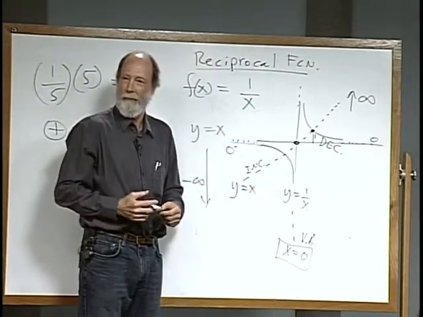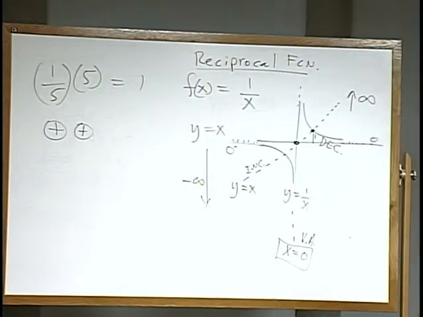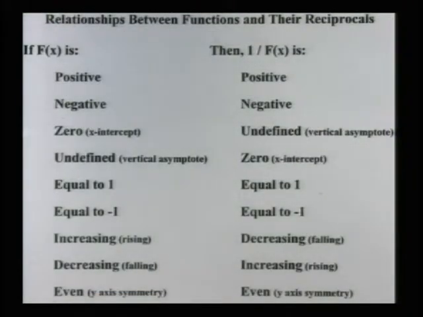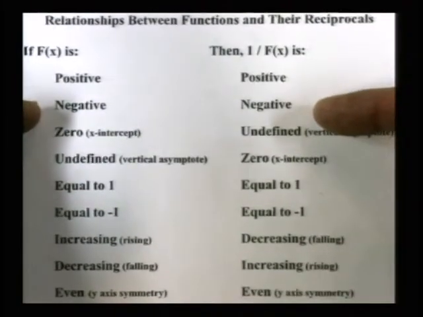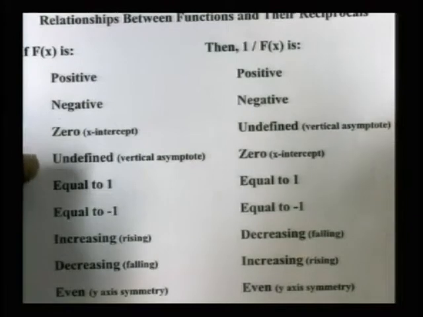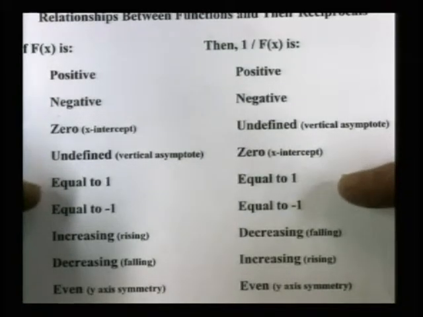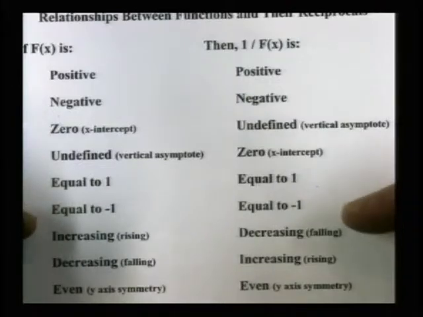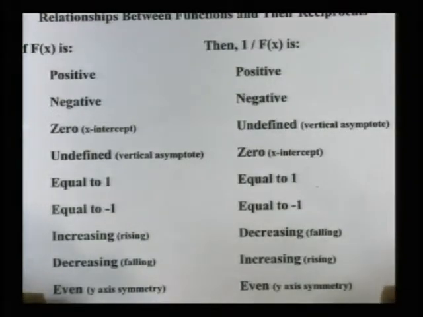There's all these really interesting patterns that exist. And then I gave you a handout, which I now have the top part of the page shown here so you can see it on the DVD, relationships between functions and their reciprocals. Positives stay positive. Negatives stay negative. Zeros, x-intercepts, become vertical asymptotes. If you started with a vertical asymptote, the reciprocal of that is going to give you a 0. 1 stays 1. Negative 1 stays negative 1. Increasing becomes decreasing and vice versa. Oh, check this out. An even function in the original, its reciprocal stays even.